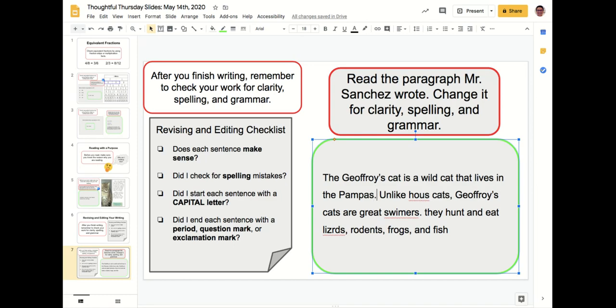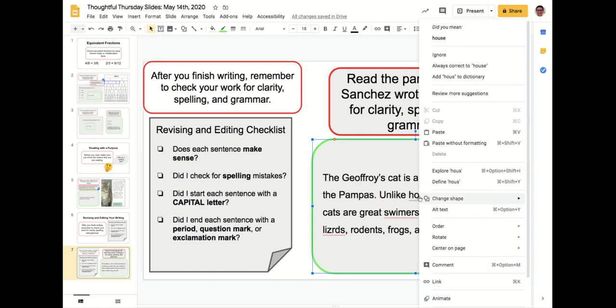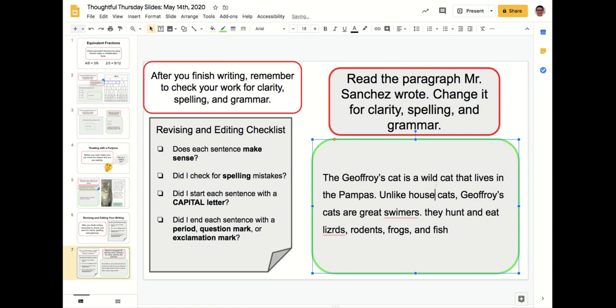Unlike house cats, now I'm going to look for spelling. When we're typing on the computer, it is really good at catching our spelling mistakes. I was trying to write the word house. Whenever I spell something wrong on the computer and it has spell check, the computer is going to tell me with this little red line. I'm going to two finger click on this, and it's going to tell me, did you mean house? Yes, I meant house.